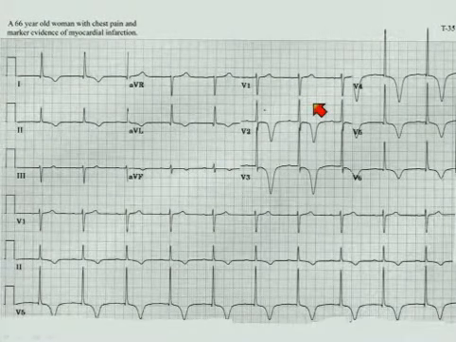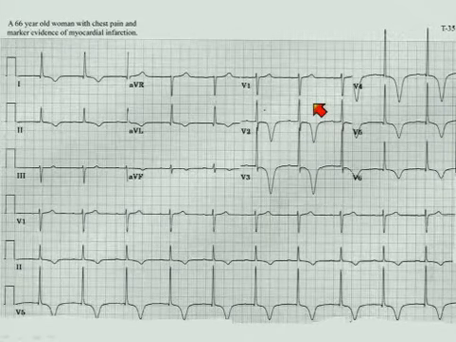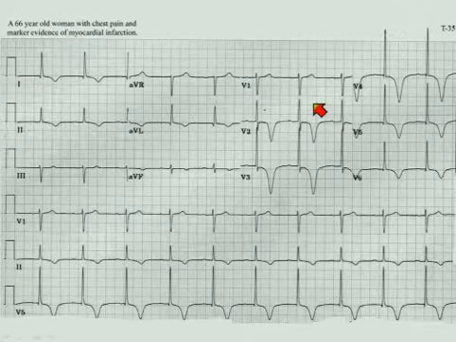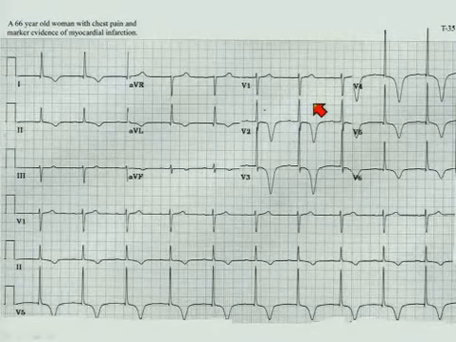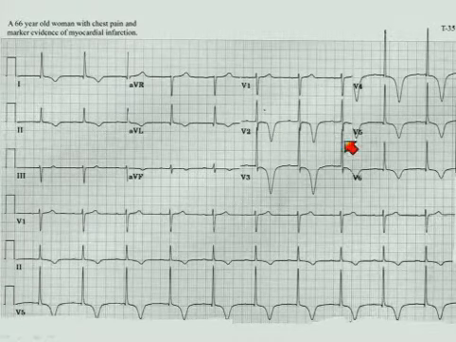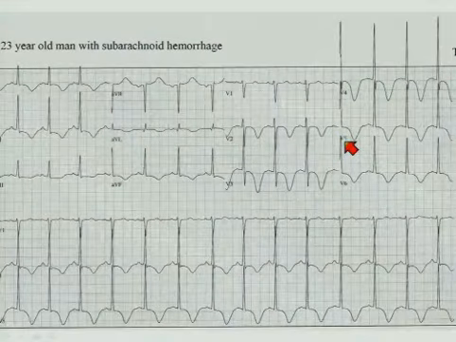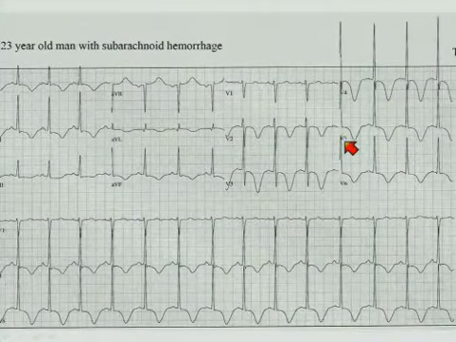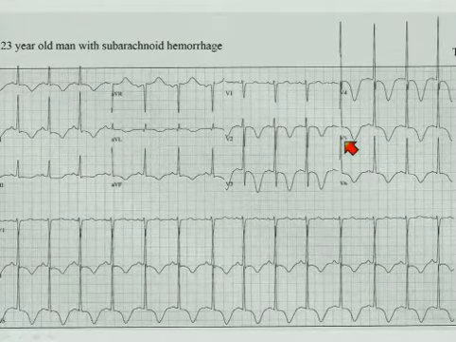Okay, this is a woman with chest pain and marker evidence of myocardial infarction, and this is the deep T wave inversion pattern of ischemia or non-Q wave infarction. I show you this just to be complete, but also to be sure to remind you of the differential diagnosis of the pattern that can look very similar, and that's a CNS event, particularly a subarachnoid hemorrhage.